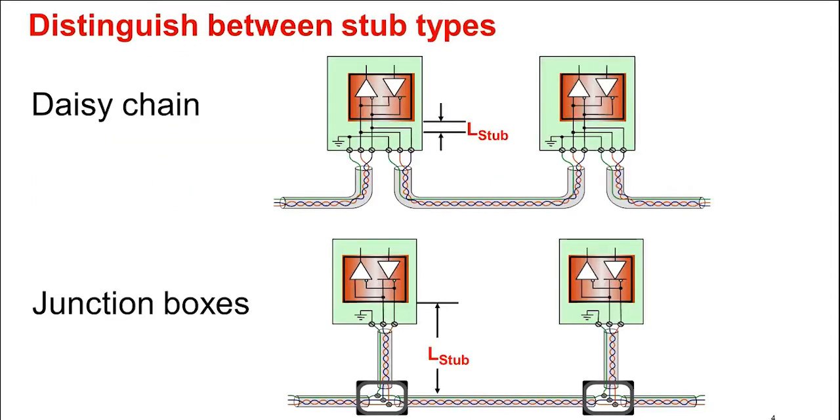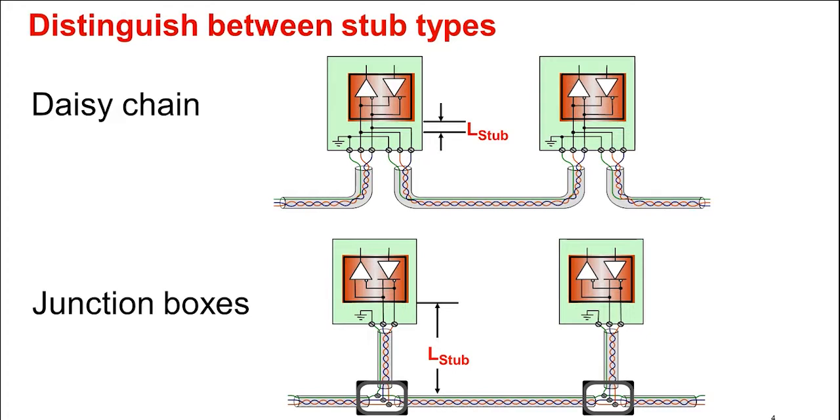The stub length in this diagram is defined as the T-junction from where three lines intersect to the device pins. For the daisy chain topology, this occurs on the PCB board where the two joining transmission cables and the traces to the RS-485 transceiver. For the junction box approach, this occurs at the main transmission wire and the joining wires into the device pins. Because the daisy chain topology allows for much smaller stub lengths to be generated, this helps to reduce the reflections into the main transmission line, which is the main reason why this topology is preferred.